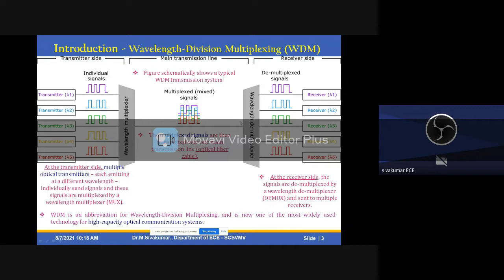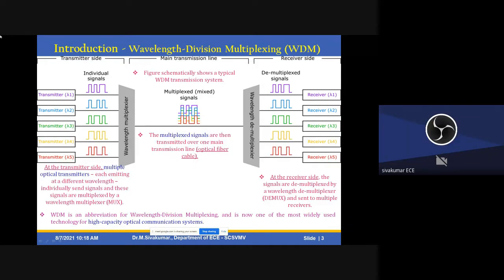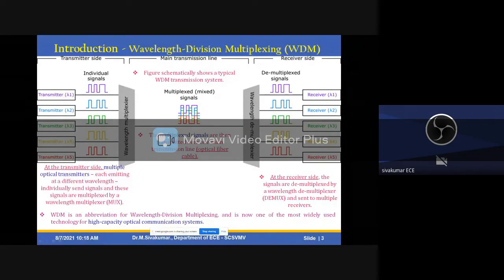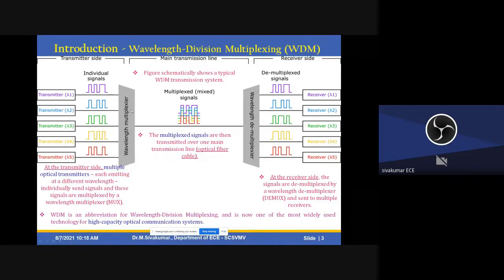This is your optical fiber cable. Here, at the receiver end, we are going to use the wavelength demultiplexer. We can separately get the different wavelengths carrying optical fiber output. Okay, these are at the transmitter side. There are multiple optical transmitters, each emitting at a different wavelength, individually sending signals, and these signals are multiplexed by a wavelength multiplexer. Here, at the receiver side, the signals are demultiplexed by a wavelength demultiplexer and sent to multiple receivers.